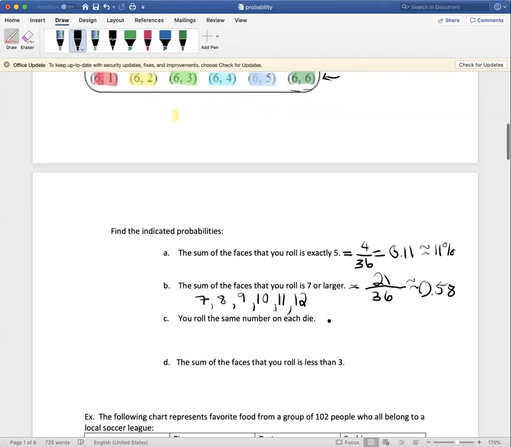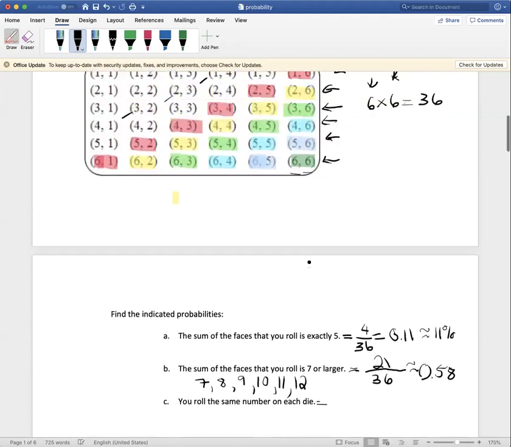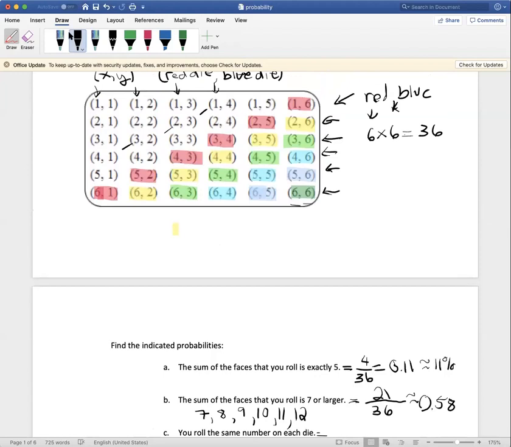Okay, let's take a look at the next example. Find the probability that you roll the same number on each die. All right, so the same number on each die means that both my red die and my green die have to have the same number on them. So let's check and see if we can find that.